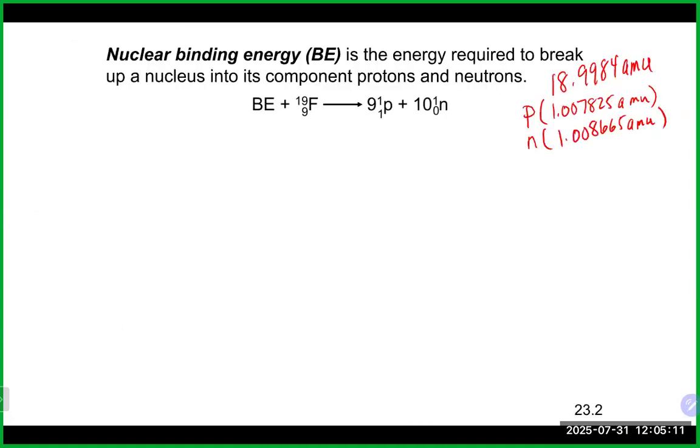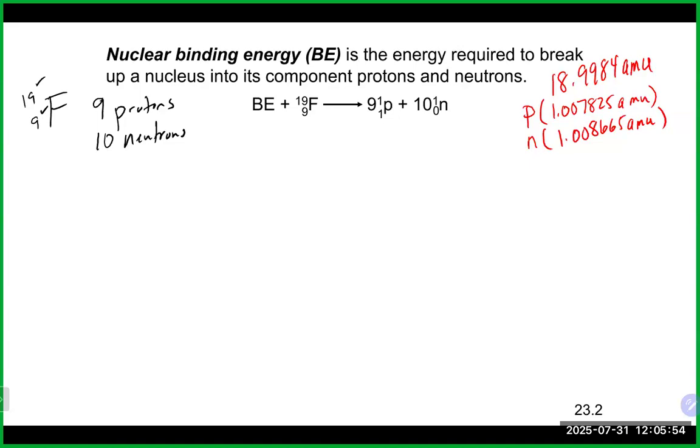So let's take a look at an example. Let's say we had fluorine 19, and the nuclear binding energy, again, is the energy required to break up the nucleus into its components. First off, in our fluorine 19, we could go to the periodic table and see that our atomic number is 9. So fluorine 19 has 9 protons, and the mass number minus the atomic number gives us 10 neutrons. And remember that the mass defect is the difference between the mass of the protons and neutrons in the nucleus and the mass of the isotope.